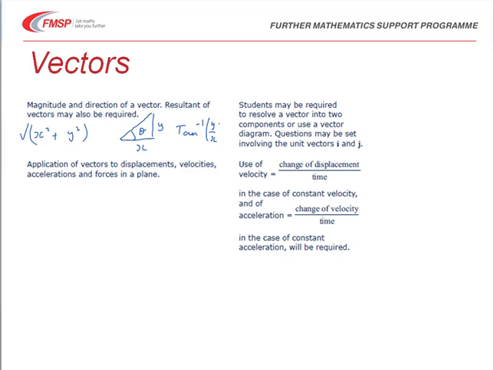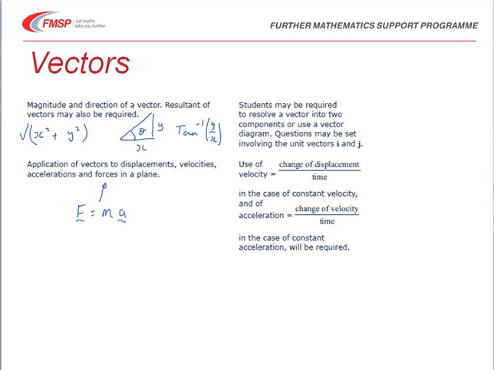However, be aware that the direction is usually going to be in context, so we may be talking about bearings. We may want to express the direction relative to some other direction, so the questions can be a little bit more complex than simply calculating tan inverse of y over x. The applications are to displacements, velocities, accelerations and forces. Forces in particular will come in, and we will be using Newton's second law, so F equals ma, where obviously force and acceleration are now vector quantities.